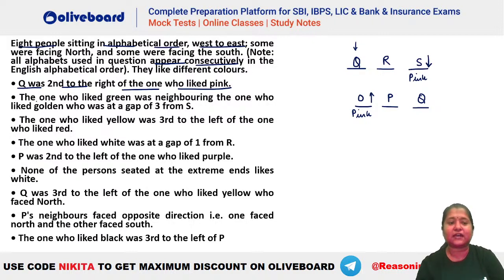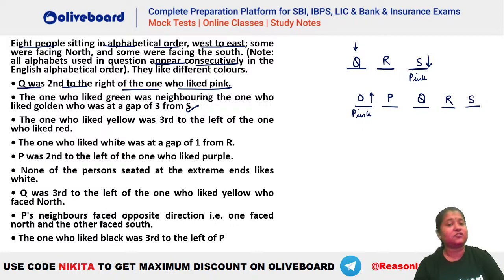अब ये देखो दे रखा है, the one who liked green was neighboring the one who liked golden and is at a gap of 3 from S. ठीक है, चलो चेक करेंगे. S हमारा हमें पता है, right, that we should have it in an order only. मतलब अगर S है तो Q R S ही होगा. मतलब हमें अगर सेकंड केस में देखना चाहिए तो you can see that we should have a R and we should also have a S here. मतलब S तो होगा ही, because it is given here that S has to be here.